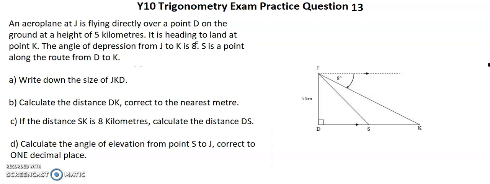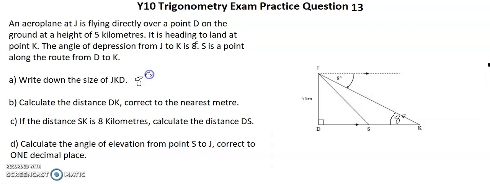So the first thing it says, we need to write down the size of JKD. So we are looking at this angle right here. Now straight away we can use our understanding of angles and look at both of these angles. They are going to be exactly the same, 8 degrees. Another way I can think of it is the following. If this is 90 degrees, then this would be 90 take away 8, which gives me 82. Then all three angles must add up to 180, and this is 8 degrees. So I found my degree.